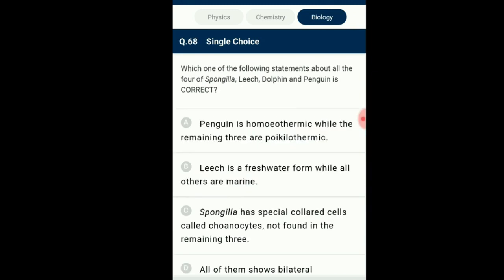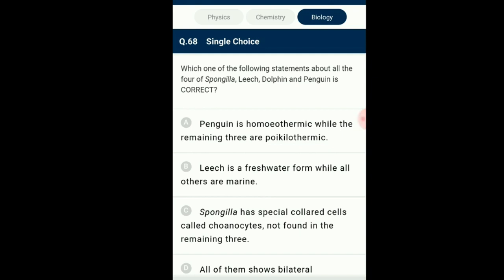Question number 68. Which one of the following statements about all 4 of spongilla, leech, dolphin and penguin is correct? Penguin is a flightless bird belonging to the group Aves and it is a homeothermic animal. Dolphin is an aquatic mammal that gives birth to living young ones and is found in both freshwater and marine water. It is also a homeothermic animal. Leech is a segmented parasite under the phylum Annelida, majorly found in freshwater habitat. They are hermaphrodites and poikilothermic animals.